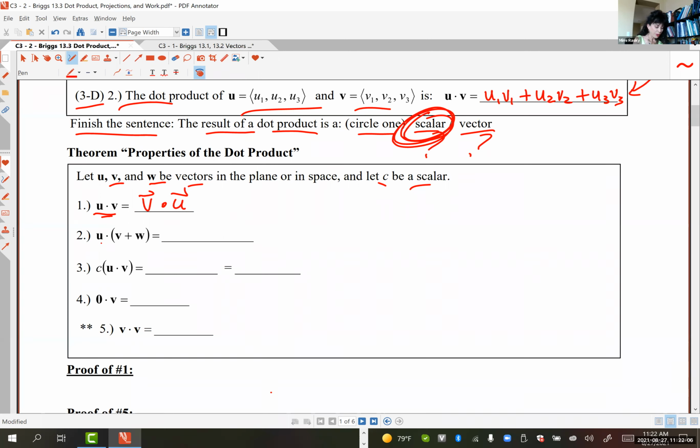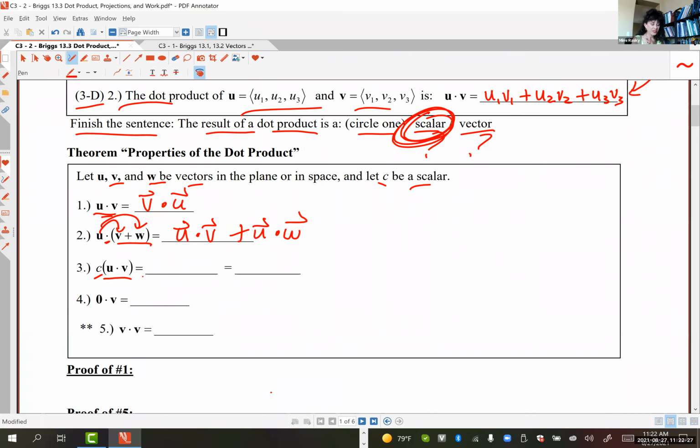If you take the dot product of u with the sum of two vectors, you can either do it just like that. That's fine, nothing wrong. First do the v plus w, then do the dot product. But if you want to, it's legit to distribute: u dot v plus u dot w.